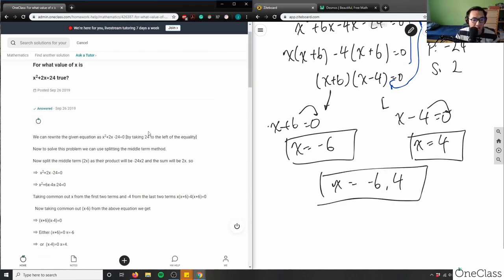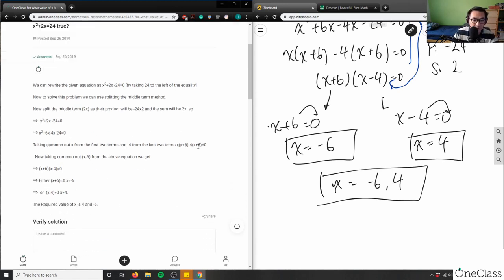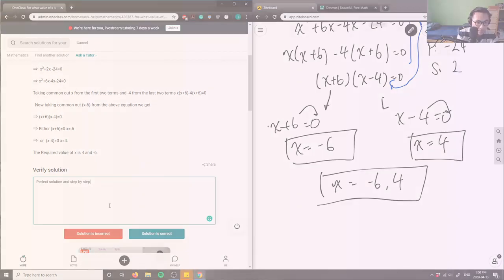Let's look at the solution here. We can rewrite this by taking 24 to the left of the equality. That's good. Then they're splitting the middle term, so they're doing factor by decomposition. They took out x and the 4, which is great. You get x plus 4x, x plus 6, x minus 4. That's good, which means the required values are 4 and negative 6. Perfect solution, and step by step.